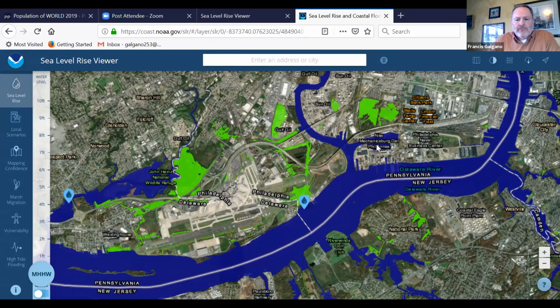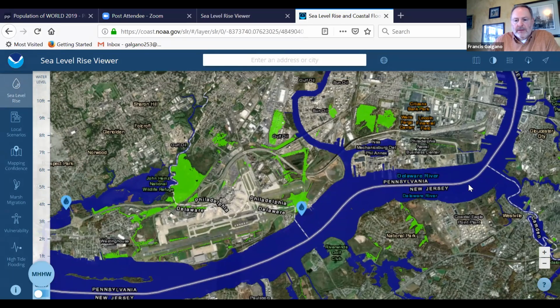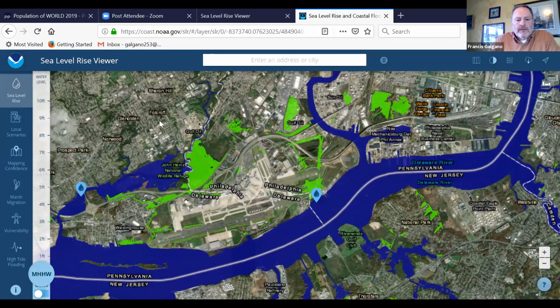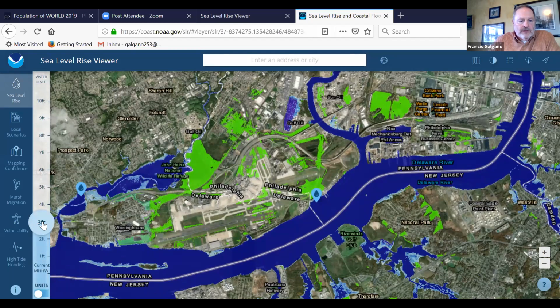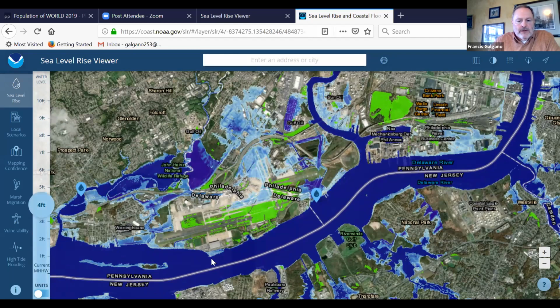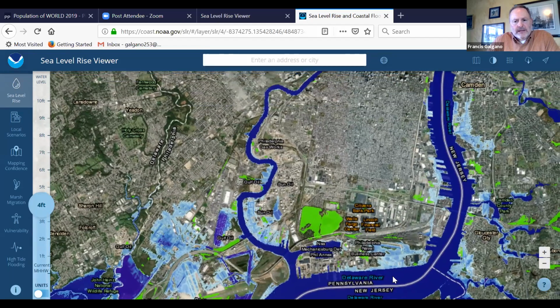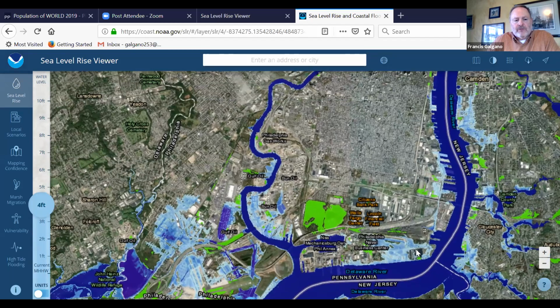And what we can do, I have them look at two things. I have them look at the valley here, the Delaware area, and specifically the airport. So if we go to the 2050 and we elevate sea level 4 feet, you can immediately see what begins to happen to the airport. We can see the Navy Yard and the areas in here. And they get a set of questions that they're required to answer.